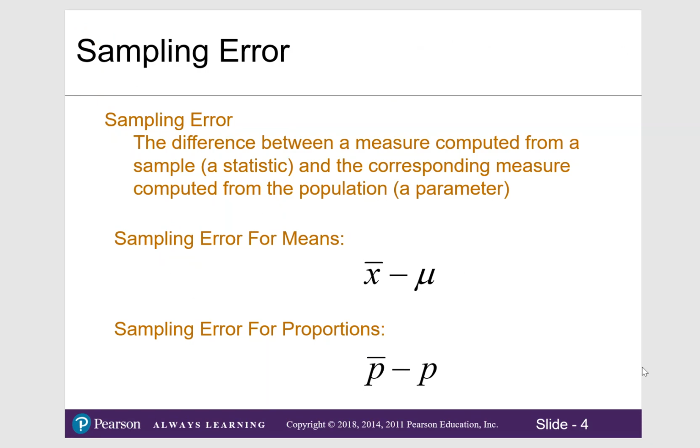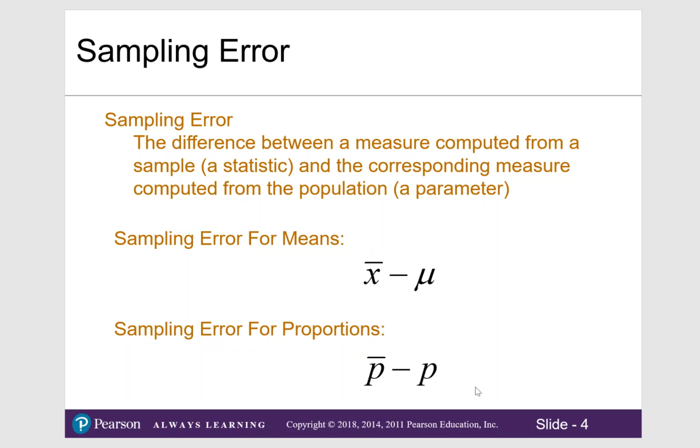All right, let's talk about sampling error. So sampling error is simply the difference between a statistic and the measure it's attempting to estimate. So the population parameter. So for when we're looking at means, that's when we compare the sample mean to the population mean. And for sampling proportions, that's when we compare the sample proportion to the population proportion.